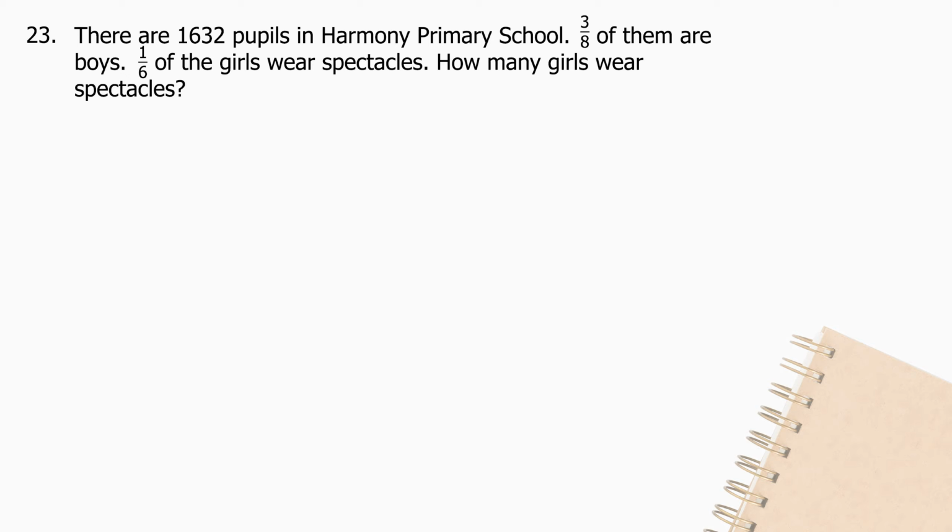Question 23. There are 1,632 pupils in Harmony Primary School. 3/8 of them are boys. 1/6 of the girls wear spectacles. How many girls wear spectacles?